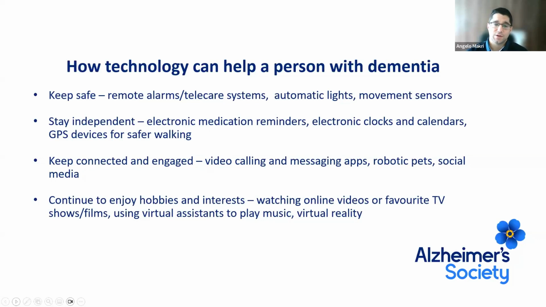Lastly, I've said that technology can help a person to continue to enjoy hobbies and interests. For example, watching videos online, watching favorite TV shows or films, and virtual assistants, which Alex mentioned, so you can ask Alexa or Siri or Google or whoever, not trying to favor one assistant over another. You can ask them to play a piece of music or a certain style of music, and they can do that for you. And also virtual reality. I know Sam's going to talk about that a bit later on, so I won't go too much into that. Could I have the next slide, please?